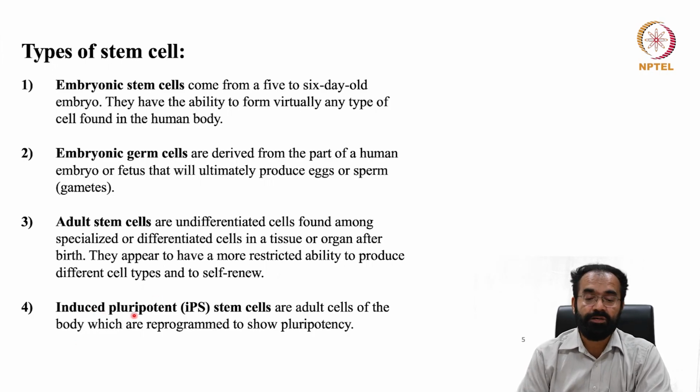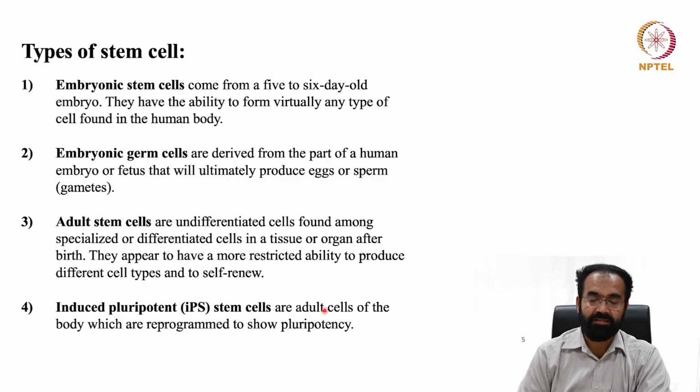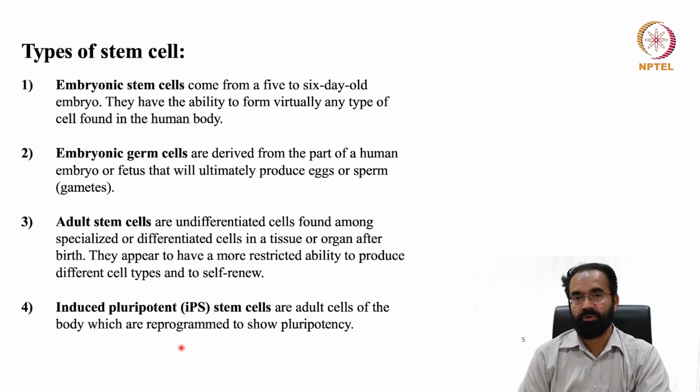And then comes the induced pluripotent stem cell, that is called iPS cells. They are, like we discussed in the previous class also, made with Yamanaka factors. You take a fibroblast cell, which is an adult cell of the body, and it can be reprogrammed to acquire the pluripotency behavior. So based on the source, we have covered these types of stem cell and where they belong.